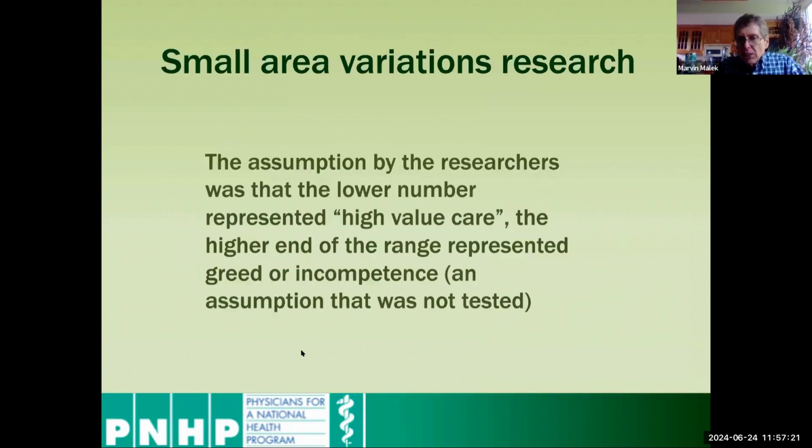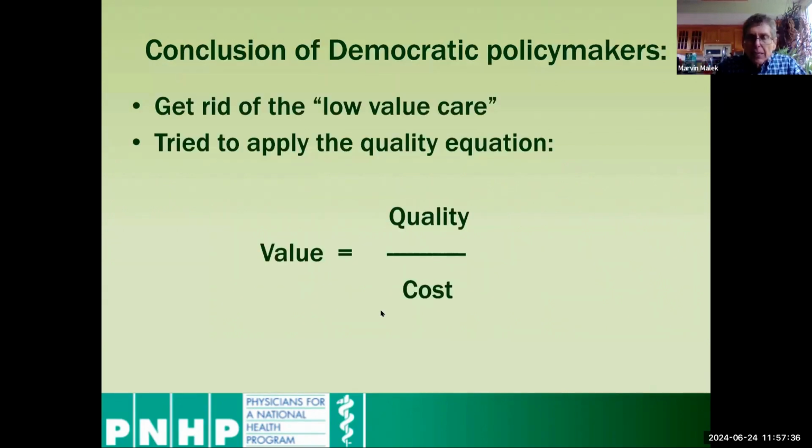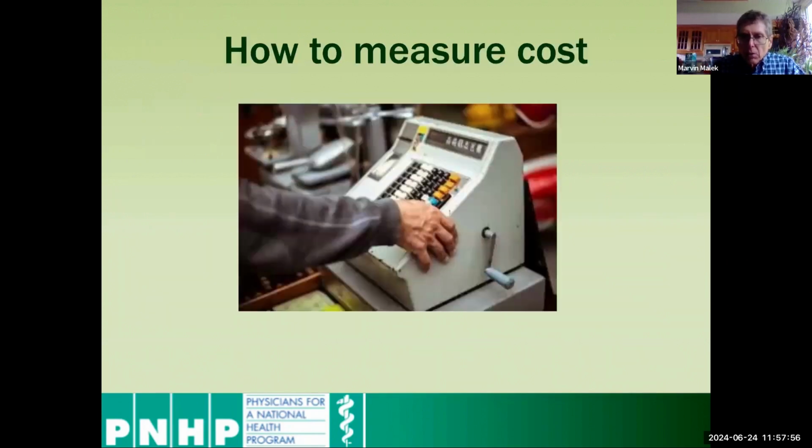So the assumption by the researchers was that the lower number represented high value care and the higher number represented greed or incompetence. It's difficult to test that assumption, but that led to the quality equation, the value equation. The value was the quality of care you got. So they did want to measure quality, make sure the women in the low frequency counties were in fact having adequate quality care, and you compare that to the cost. So that's sort of the theoretical quality equation.